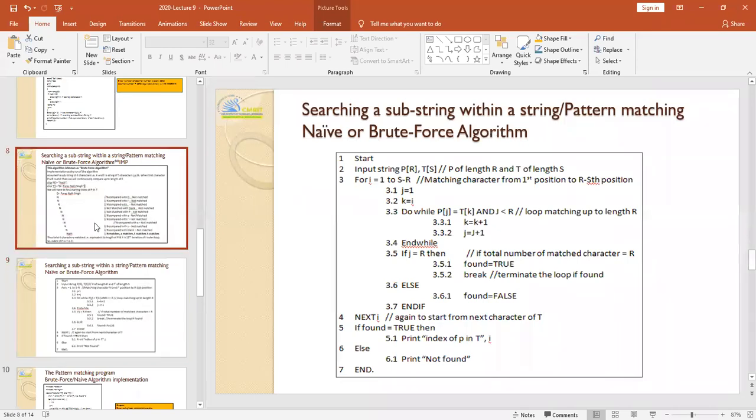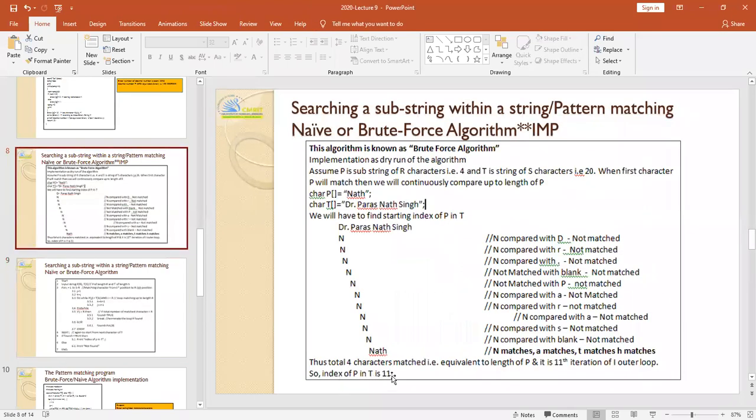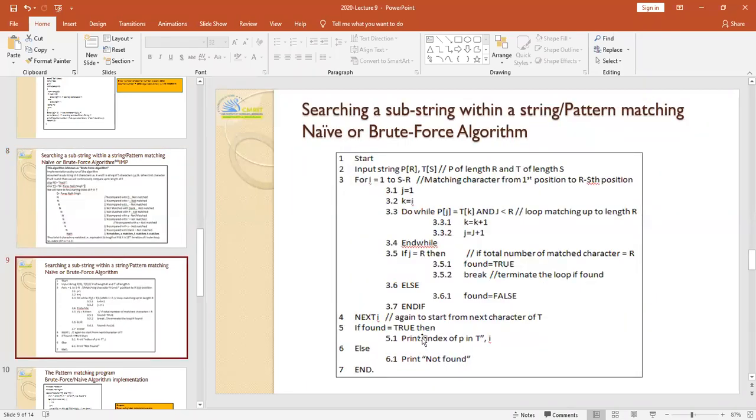Here, what is the index of p in t? It is 11. What is this 11? In the 11th iteration, it is a match. See here: first, second, third, fourth, fifth, sixth, seventh, eighth, ninth, 10th, 11th. So the 11th is nothing but the index where it is going to match. So print the index of p in t, that is I, else not found. So this is the algorithm for the brute force technique.